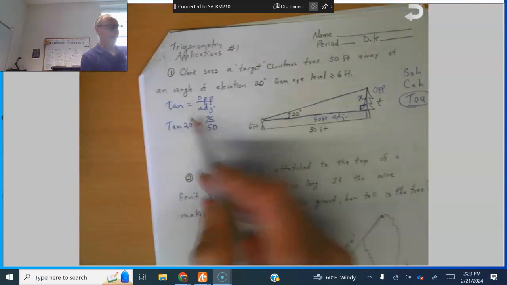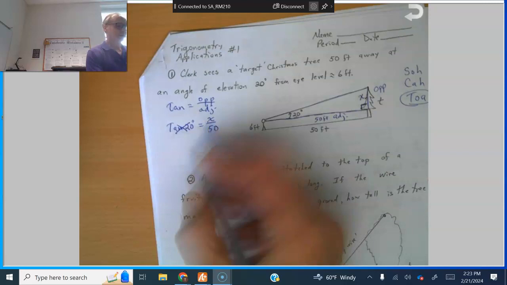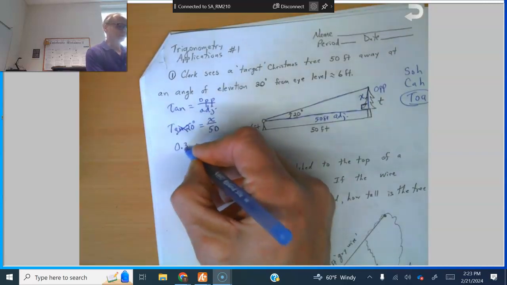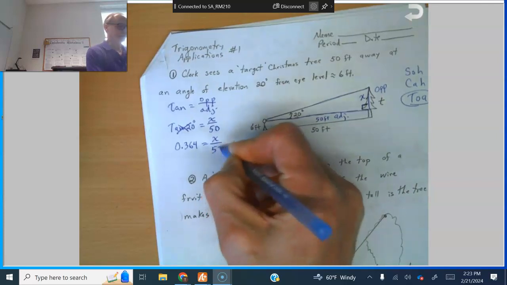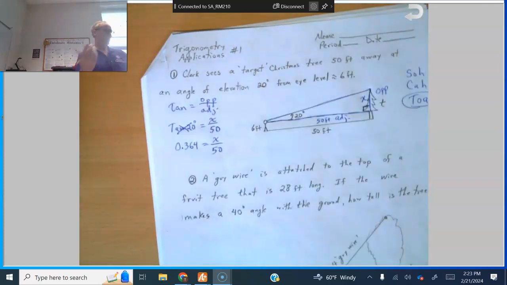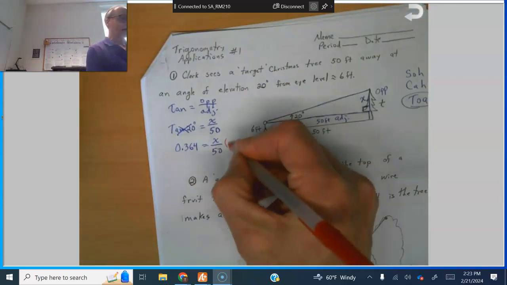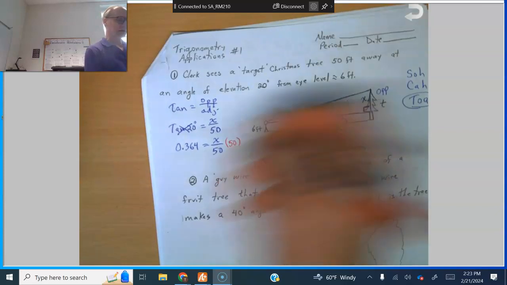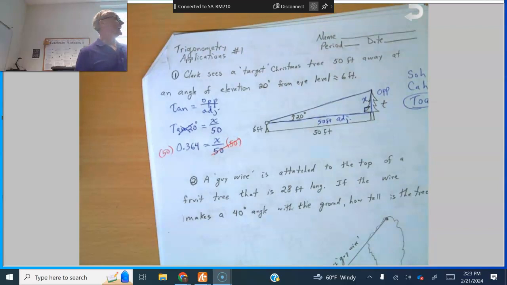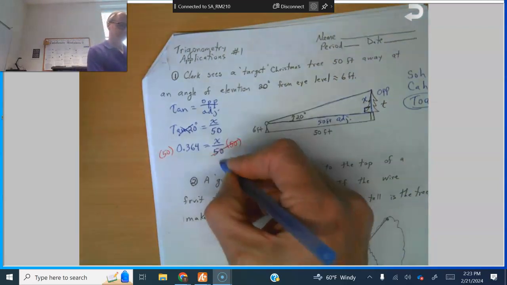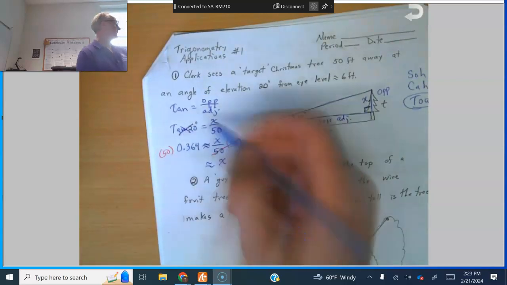Our final step, after we set it all up, we're going to put in the 0.364. How am I going to get the x by itself? Multiply by 50 on both sides. Now, I recommend putting this in another color, guys. Go ahead and multiply and find x. This is only going to be approximate because this is an approximation.